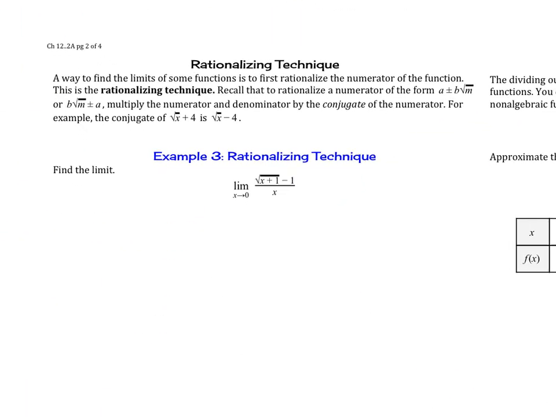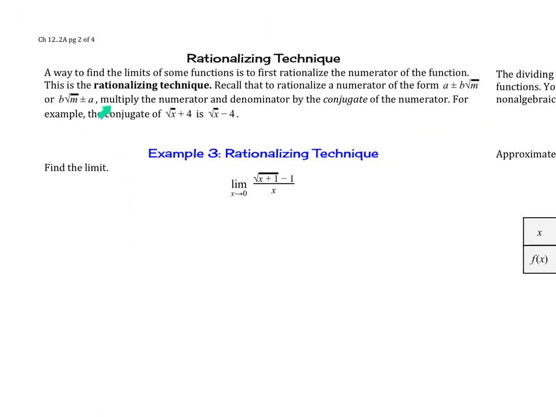So let's take a look at the rationalizing technique. A way to find the limits of some functions is to first rationalize the numerator of the function. This is the rationalizing technique. Recall that to rationalize a numerator of the form a plus or minus b square root of m, or b square root of m plus or minus a, we're going to multiply by the conjugate. And we're multiplying that to both the numerator and denominator. For example, the conjugate of square root of x plus 4 is square root of x minus 4.